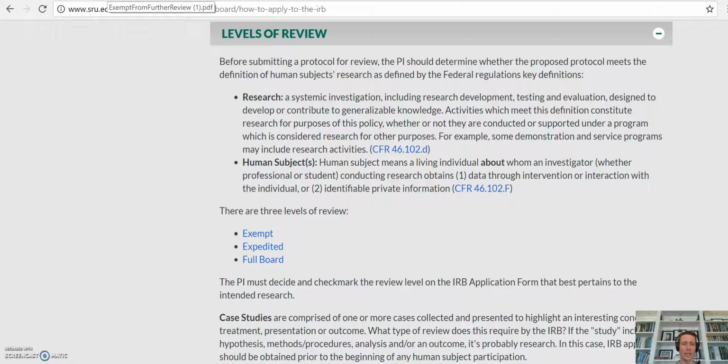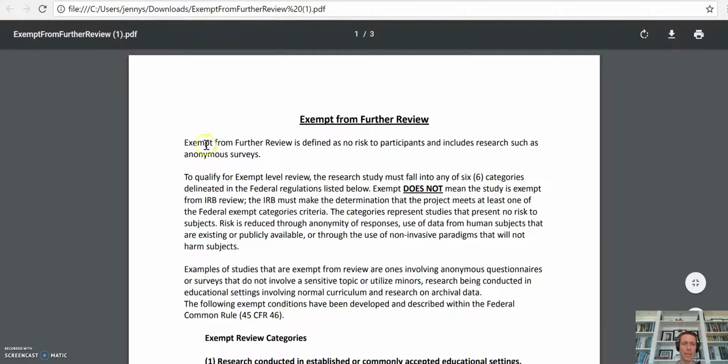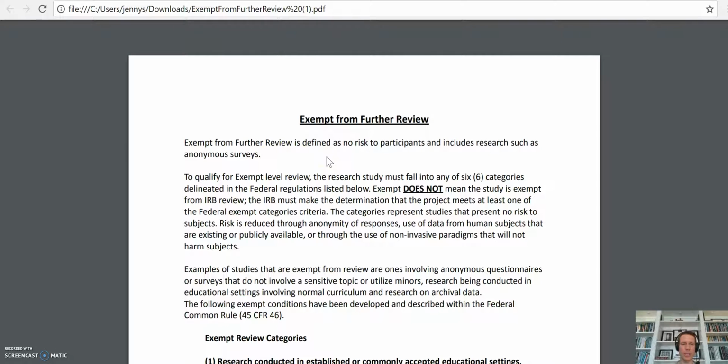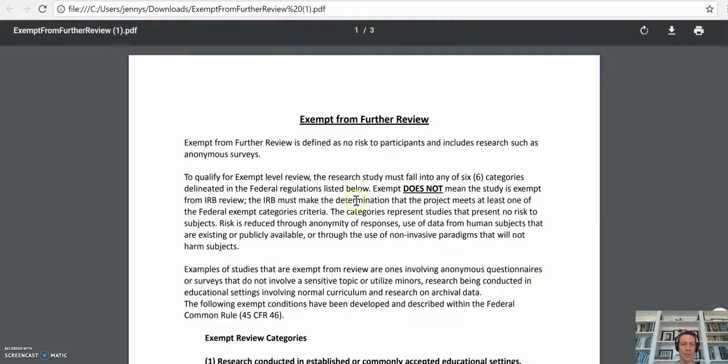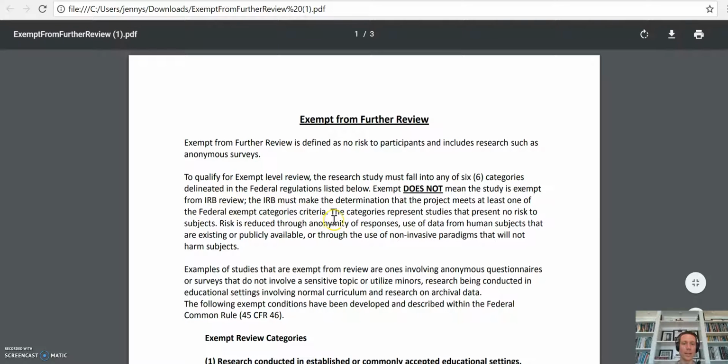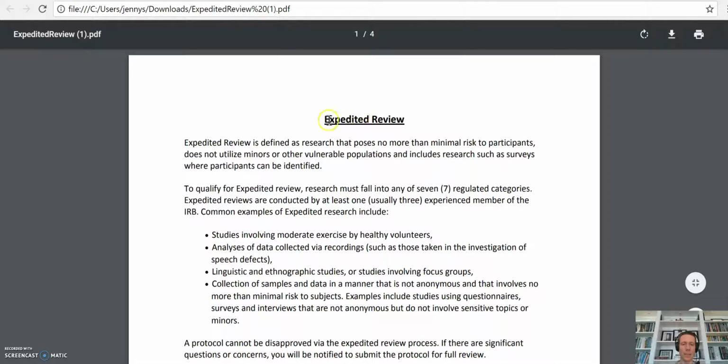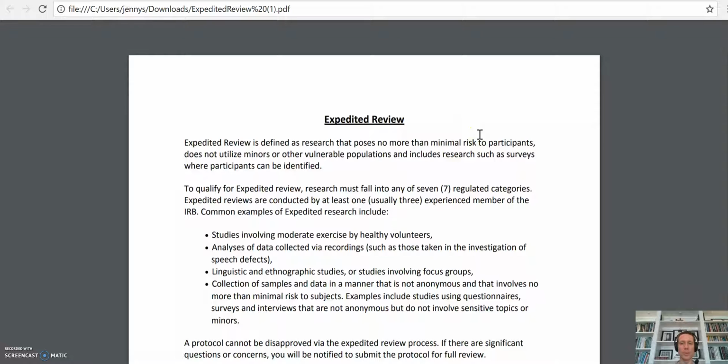Let's see how they define it here at Slippery Rock. Exempt, exempt from further review, is defined as no risk to participants and includes research such as anonymous surveys. It does not mean that the study is exempt from an IRB review, but what it does mean is they must make a determination that it does satisfy that level of exempt. Expedited is that second level, defined as research that poses no more than minimal risk, and that's always going to be a subjective term, but they try to make it as objective as possible.